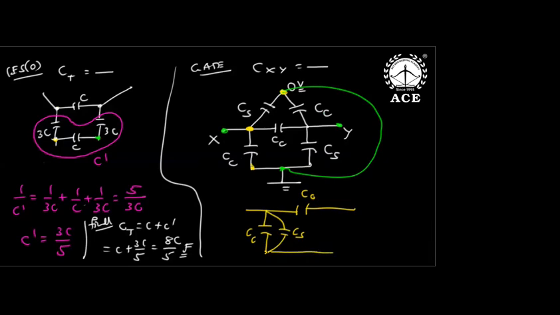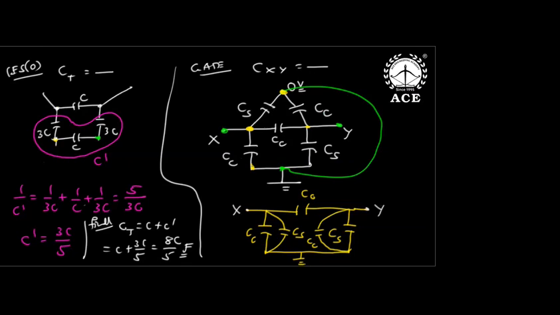Okay, yes or no? Between this node and this node, CS. Now on the right side also you see this is CS. But between this node and this node, CC. If you shift, this also becomes CC. And this is grounded. And you are looking between X and Y.